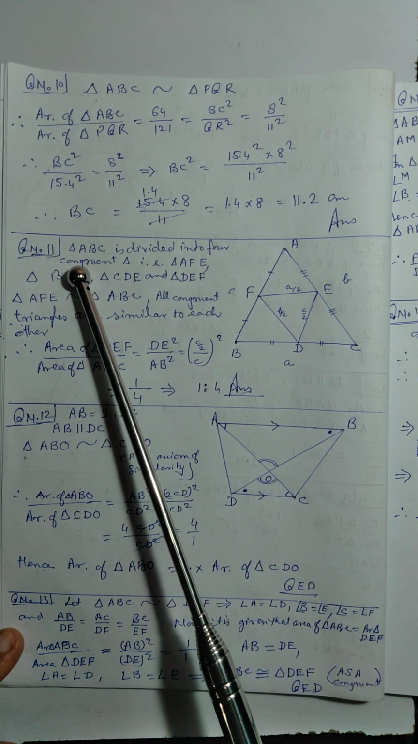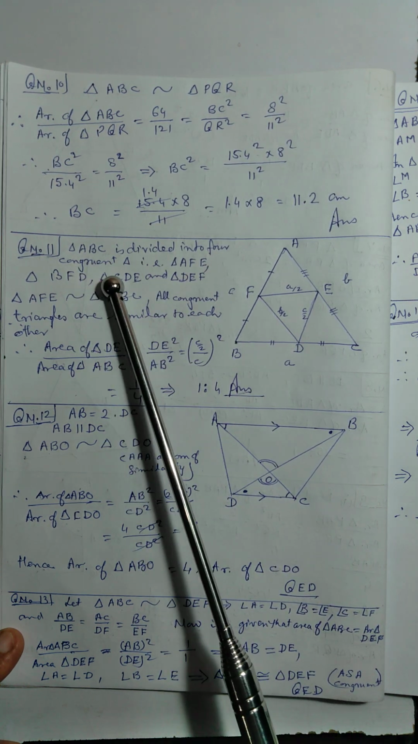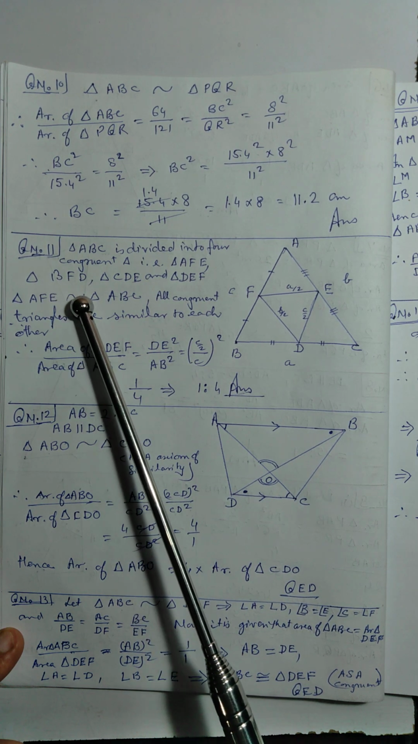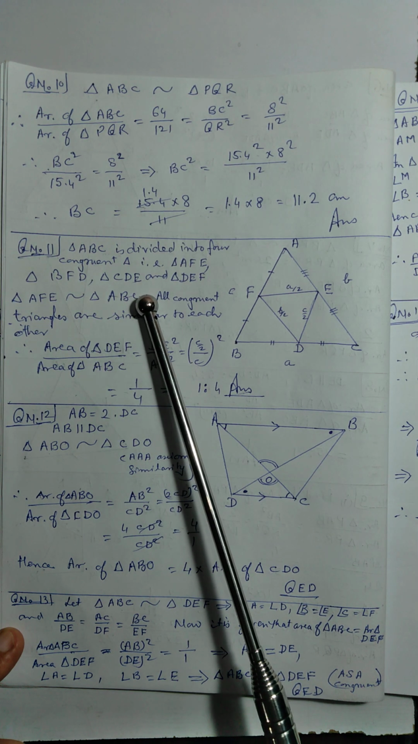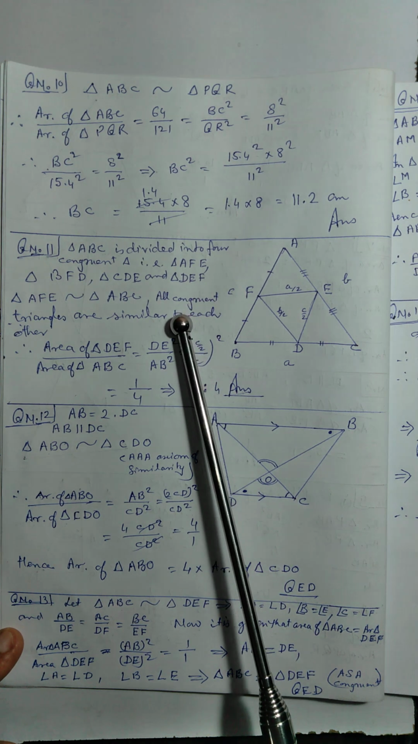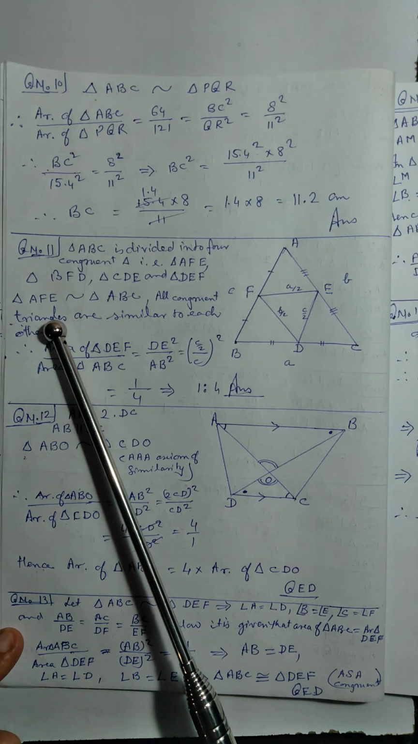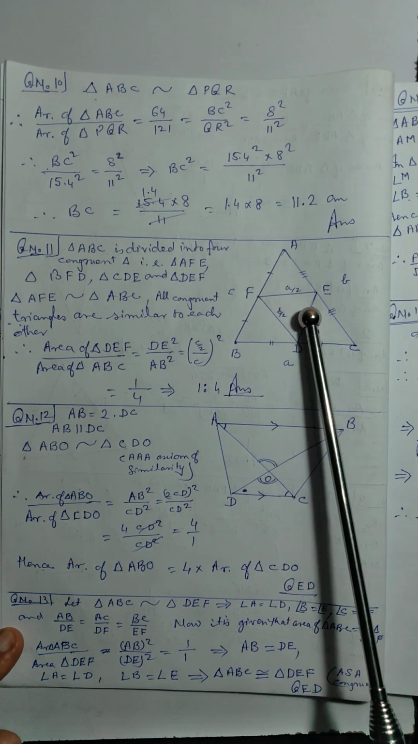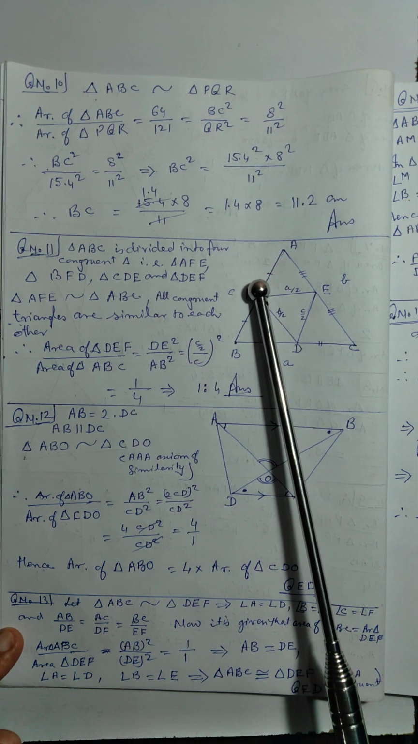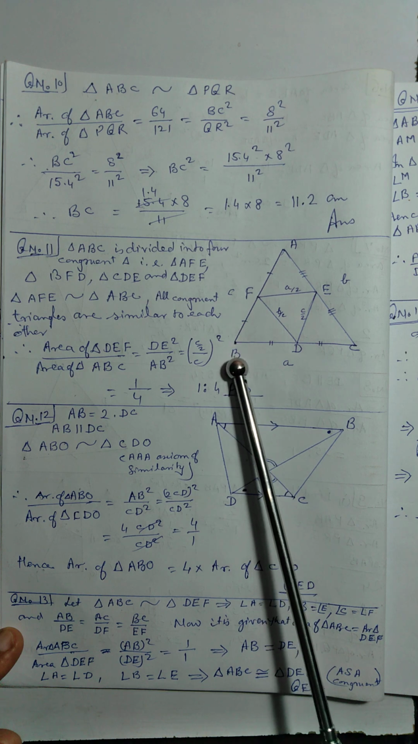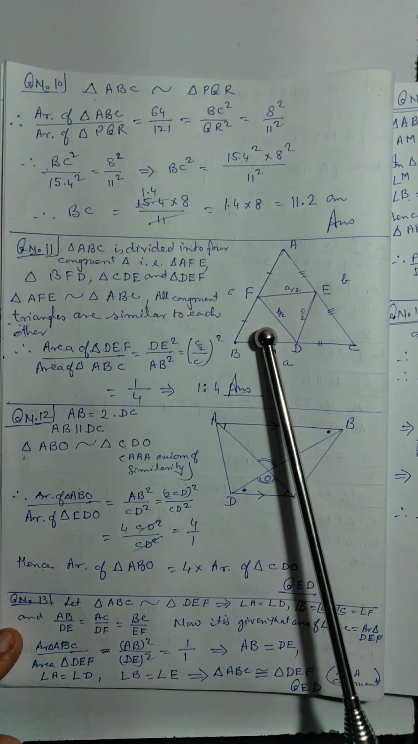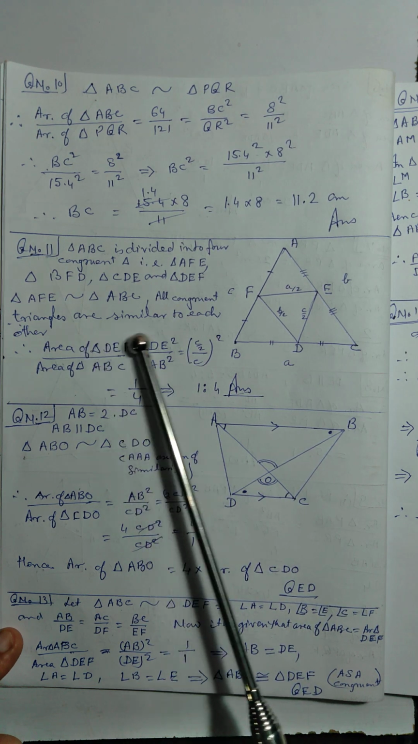So I have written here the ABC is divided into four congruent triangles, that is AFE, BFD and CDE and triangle DEF. Let us take one case, that is AFE. AFE is similar to the triangle ABC. Means छोटा वाला जो triangle है AFE is similar to the बड़ा वाला triangle, the bigger one. ये दोनों similar होंगे. All congruent triangles are similar.